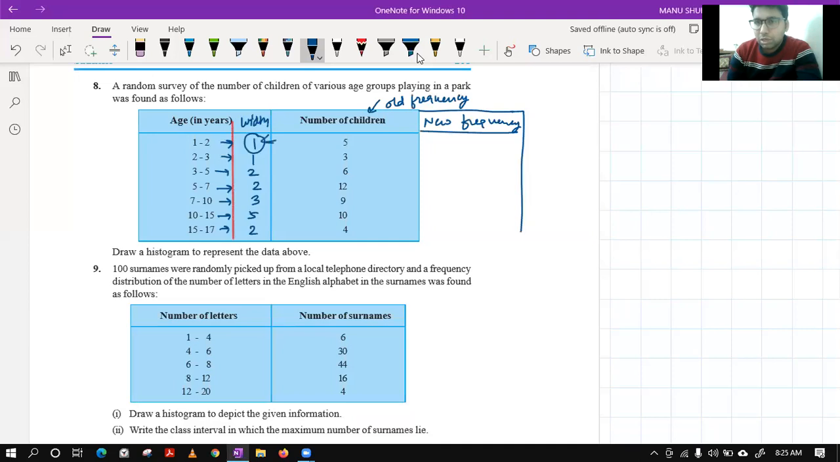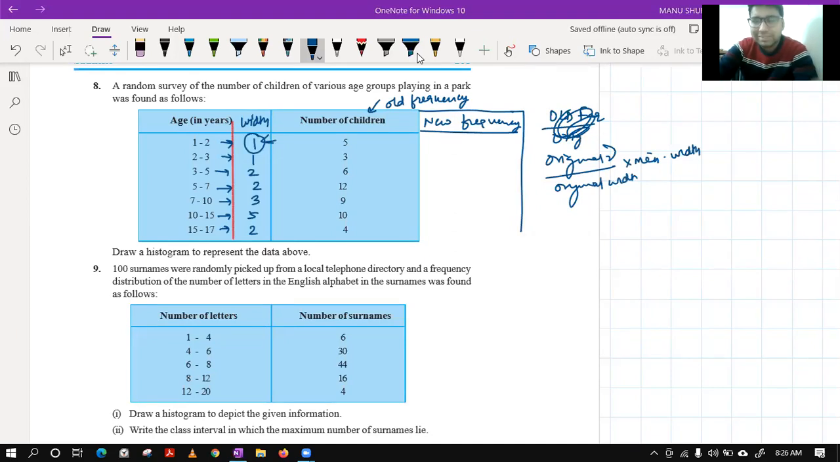What was the formula? Formula was old frequency upon original, or you can write like this, original frequency upon original width multiplied with minimum width. So tell me what is the value for the first one? Will it change or will remain the same? The frequency in the first class interval will change or remain the same.